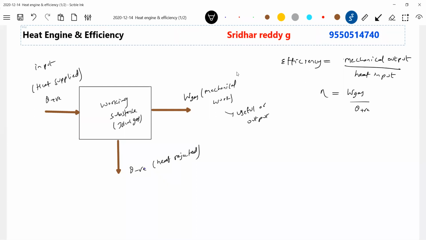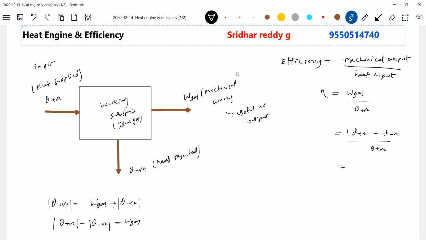Okay, now let's apply the energy principle. We have supplied heat, then finally what we got is mechanical work, with Q negative rejected. So work done by the gas we can write as Q positive minus Q negative. In fact, it will be justified to write mod, because this is heat rejected. Though Q positive will be positive, let me put mod, so it'll be easy for us.